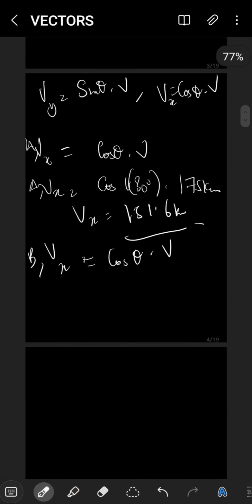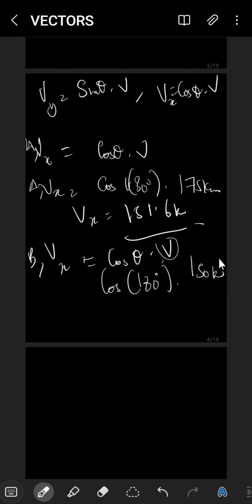In that case, our cos for B will use the angle, sorry, this is 110 degrees. This is B. So cos 110 degrees multiplied by 150, which is our magnitude, 150 kilometers. Use your calculator again.